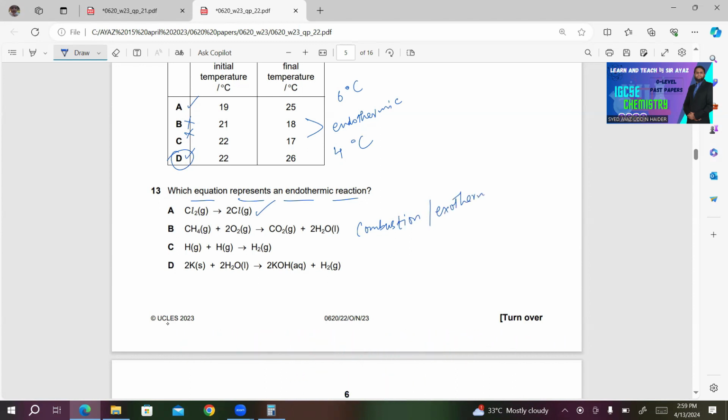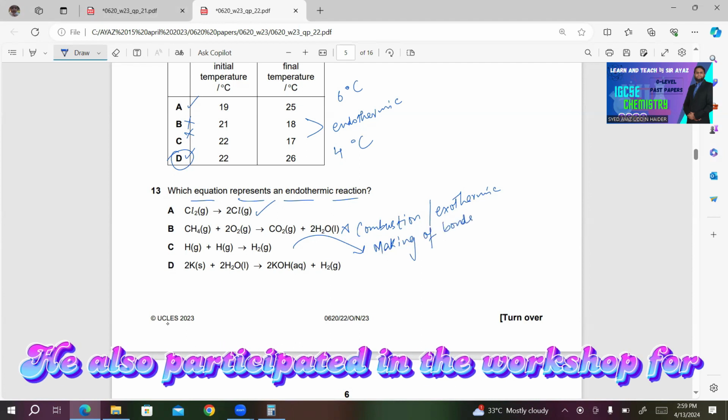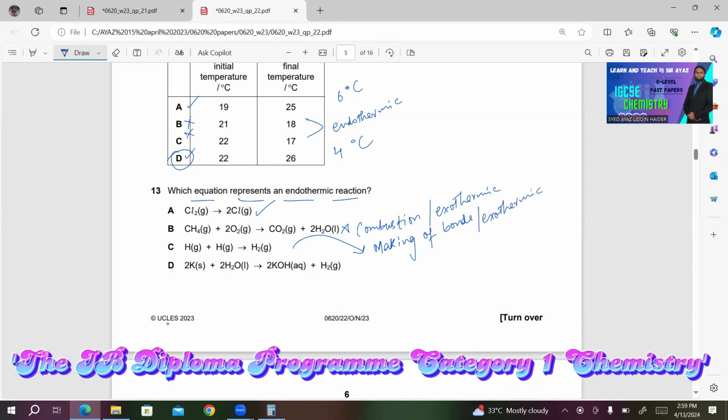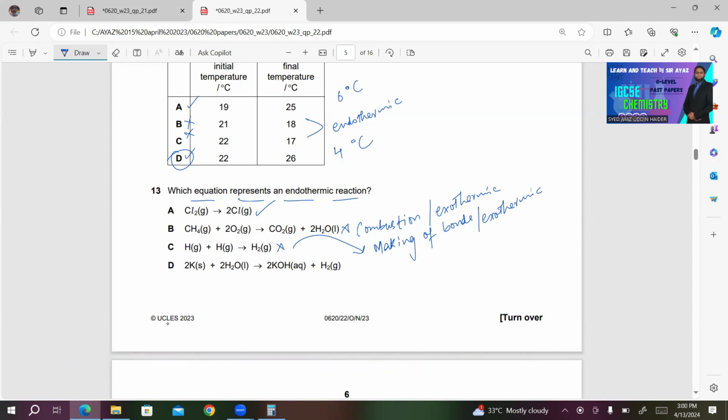Combustion reactions are exothermic. What about C? C involves a making of bonds. Making of bonds is exothermic. This is also exothermic. This can't be the right answer also. D, dissolving potassium in water produces potassium hydroxide and hydrogen. It's an exothermic reaction. So obviously choice A will be the right answer for number 13.